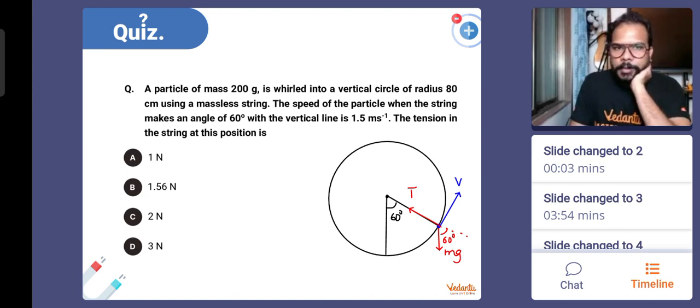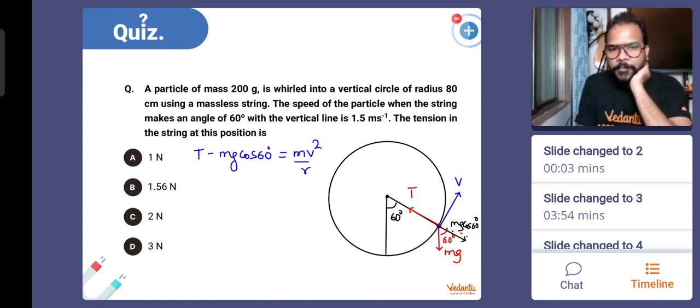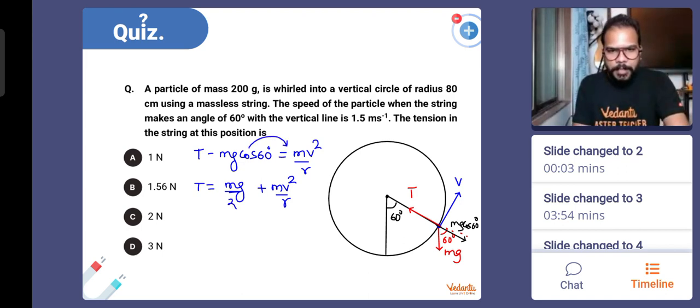So guys, this is that component mg cos 60 degree. So how will I write the equation? I will write the equation as T minus mg cos 60 degree equal to mv square by r. Correct? So what is the value of tension? The value of mg cos 60. What is cos 60? Right, so mg by 2. This comes here, so it becomes plus. And with mass taken common: mg by 2 plus v square by r.